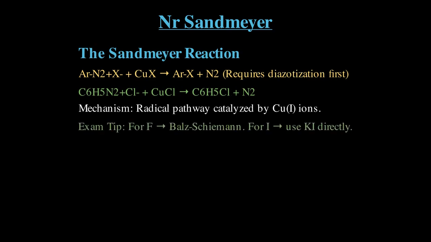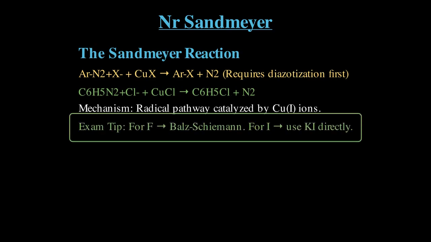And now for a very important exam tip, this reaction has specific needs. To make fluorobenzene, you need a different named reaction, the Balz-Schiemann reaction. And for iodobenzene, it's even simpler. You just need to add potassium iodide, no copper catalyst required.